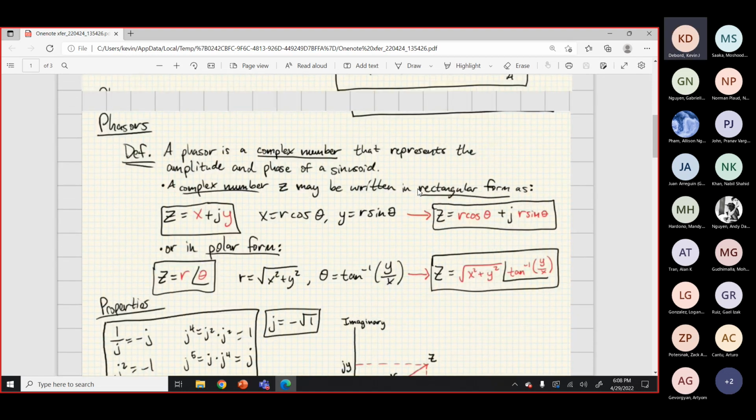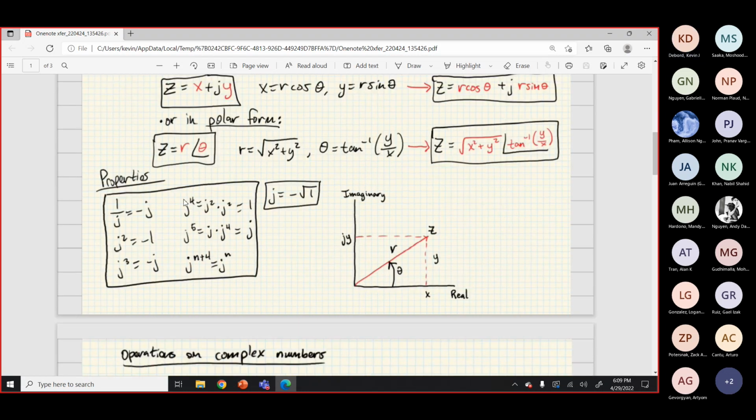Phasors, pretty easy. Just a complex number. It represents the amplitude and phase of a sinusoid. You can think of it as a vector equation, so just the amplitude and the direction, except instead of a y-axis, we have an imaginary axis. So we have the real, we have the imaginary. The properties here, you can just treat it as complex numbers.